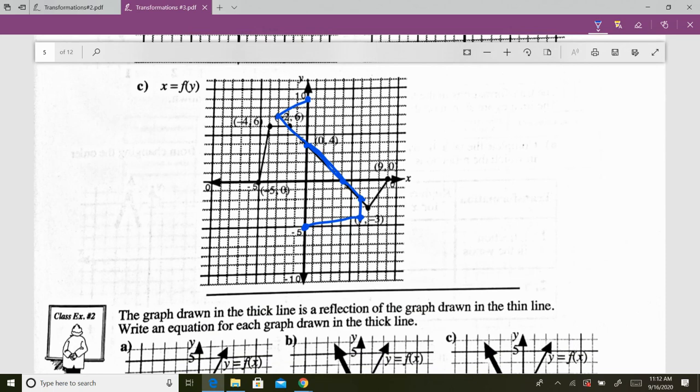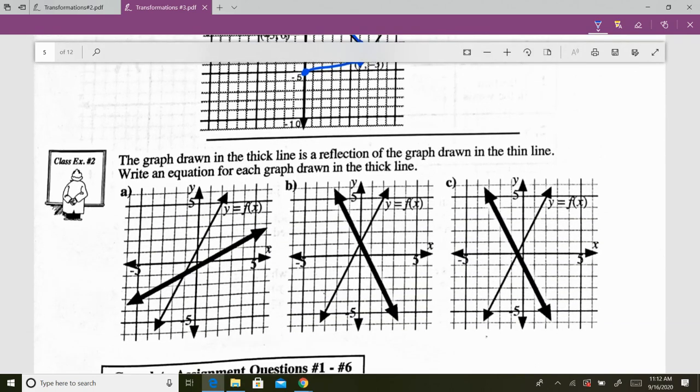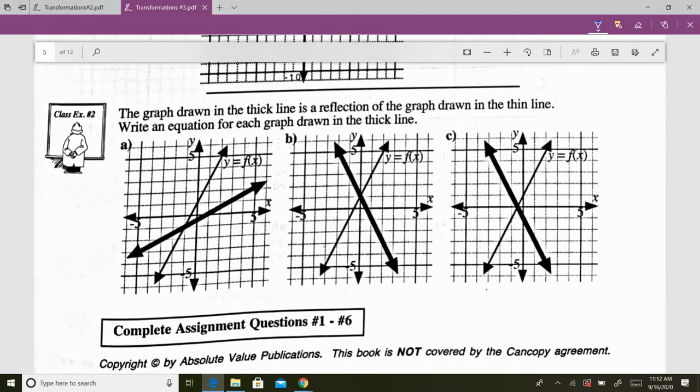All right. We okay with that? As long as you know what the negatives mean and you recognize that when it's an inverse, you're just changing either the x or the y values. Okay, last question for today. The graph in the thick line is a reflection of the graph drawn in the thin line. It's saying, what have you done? So we're going from thin to thick.